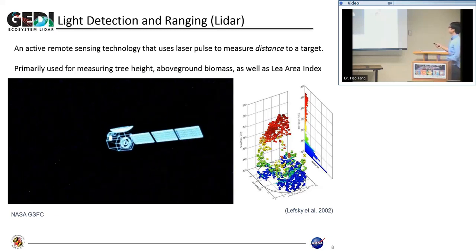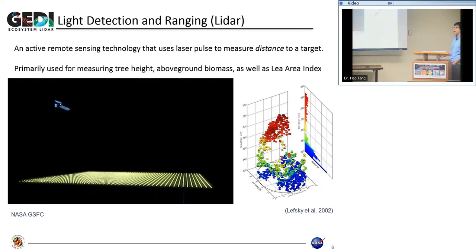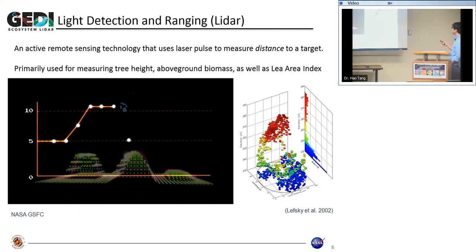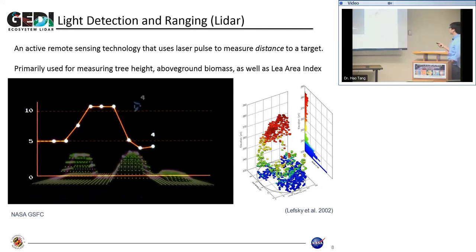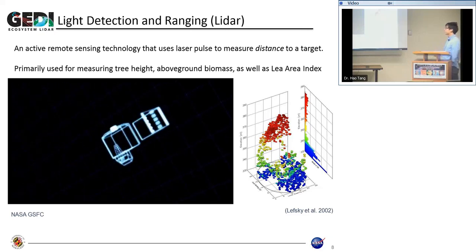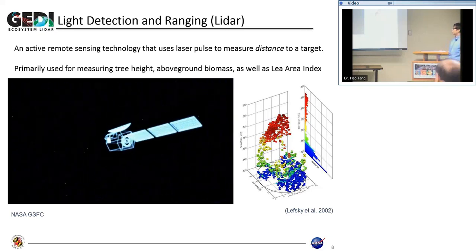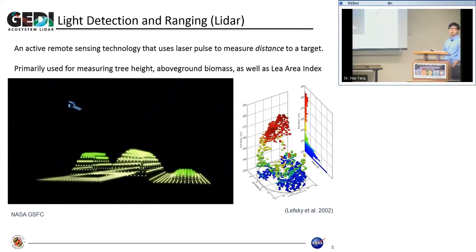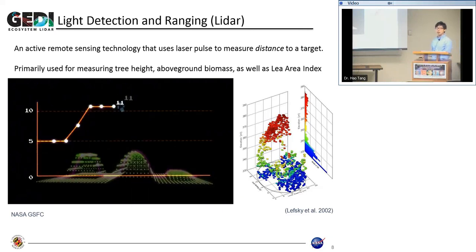Here's a classical example from Michael Lefsky describing two types of lidar. We have this here showing a waveform lidar, and also this little plot here, a data example from discrete return lidar. Before introducing the spaceborne lidar, I would like to give a quick tour of the more widely used lidar tools, notably the terrestrial lidar and the airborne lidar.